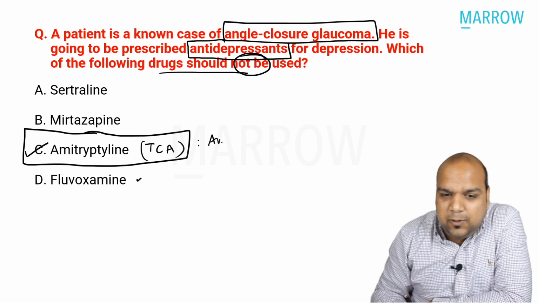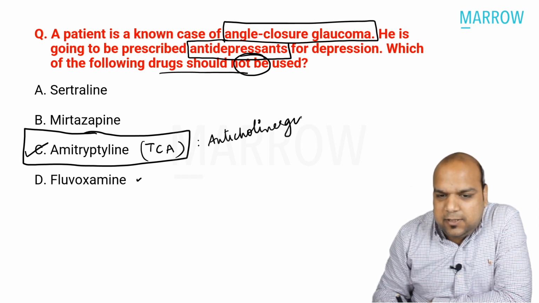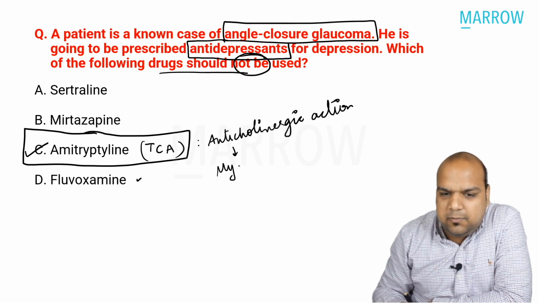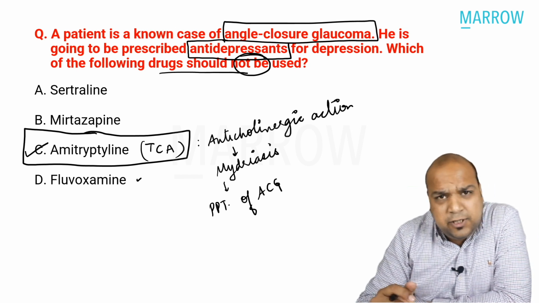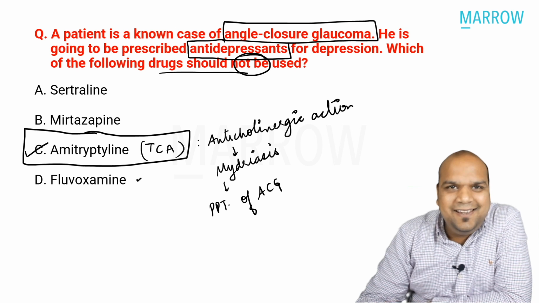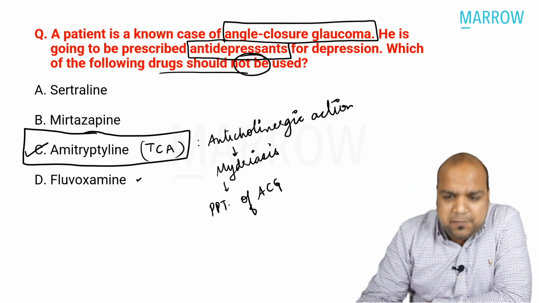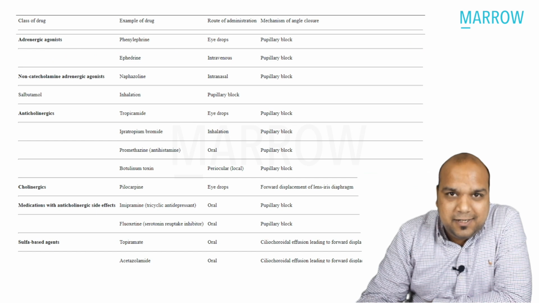amitriptyline has anticholinergic action, everybody, and this anticholinergic action leads to mydriasis and thus the precipitation of angle closure glaucoma. Okay, we know this, we have studied this in pharmacology. The only confusion, if possible, could have been between option C and D. Let's see a complete list of drugs which precipitate angle closure glaucoma and their mechanisms, everybody.